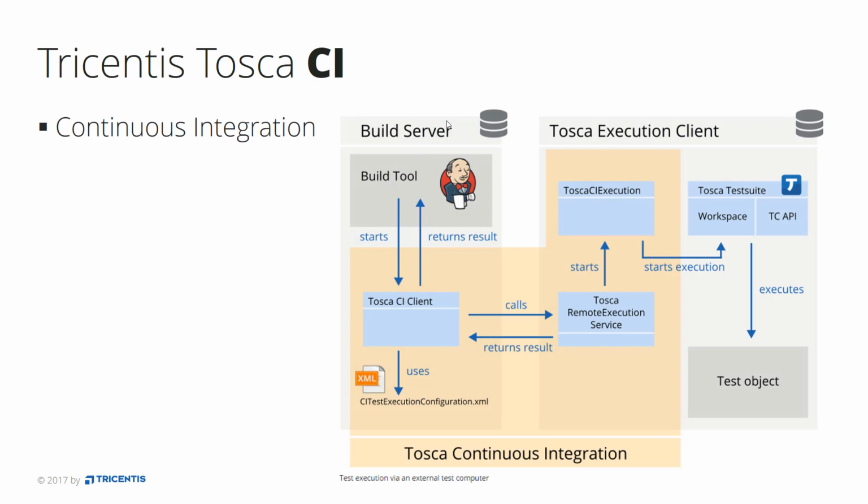If you're using continuous integration, Tosca has some integration options. So we can connect Tosca with a build tool. A build tool can be like Jenkins, where you connect the Tosca CI client, and then Tosca communicates with this client and does the execution. When you're creating your builds, Tosca will be started and executes your test cases.